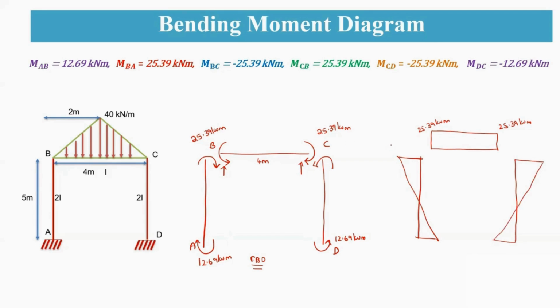So tension side or compression side, both sides you can just draw. So this is 25.39 kilonewton meter, and this is also 12.69 kilonewton meter. One thing is, either you can draw this side 25 and this side 12.69 also, no problem. And here also it is 25.39 kilonewton meter, and this is 12.69 kilonewton meter. So this is due to the end moments.